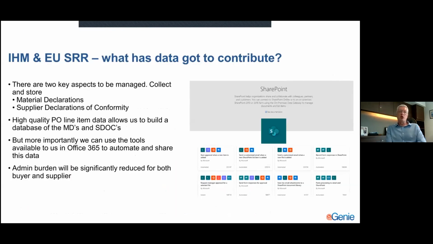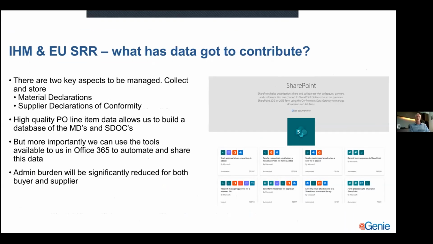So what has data got to contribute? Well, we know we've got to provide material declarations, and we know that we have to provide supplier declarations of conformity. So that's the easy part. But what we don't want to do, and our suppliers don't want us to do this, is to ask for these things multiple times. And that would be the easy way of doing it. Just every PO, give us these pieces of documentation.